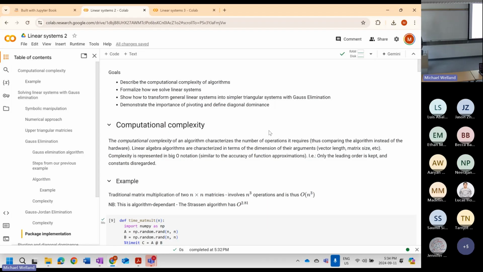Okay, we're going to formalize how we, being you and me personally, when we look at an equation like this, how we would solve those equations. We're then going to formalize that, work out how to put that into an algorithm, and then show how you get a normal linear system and make it simple enough that it becomes very easy to solve through Gaussian elimination. That's what it's all about. And then we're going to talk a little bit about pivoting and defining diagonal dominance, which sounds pretty cool. It's all right.